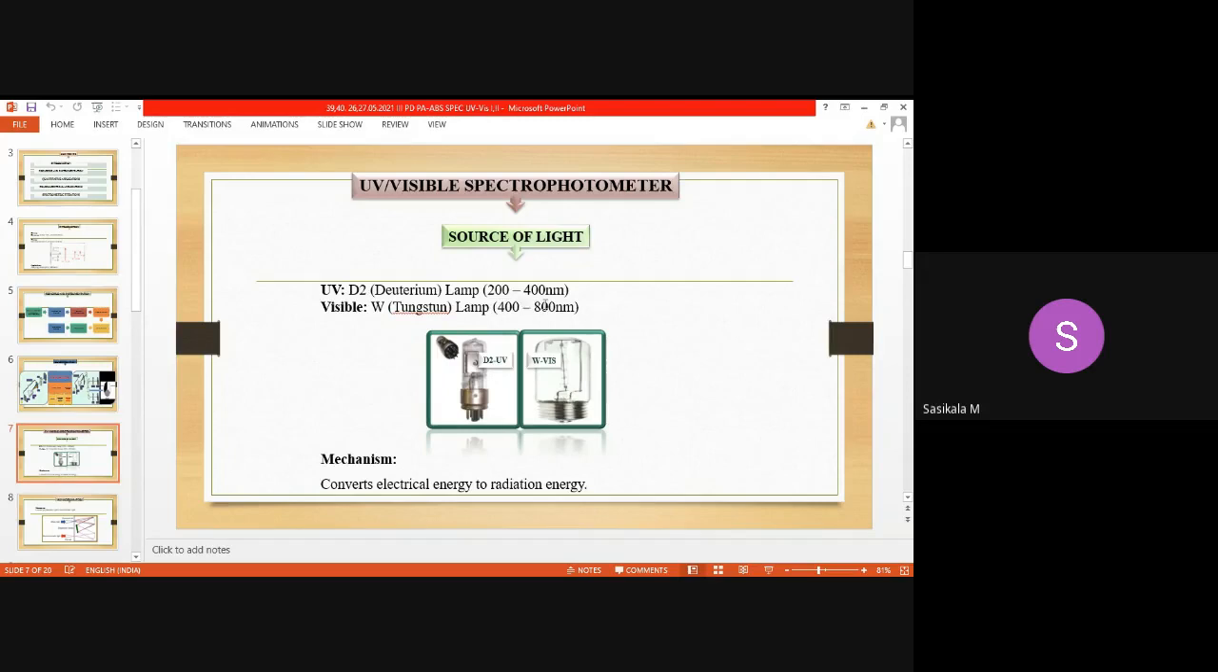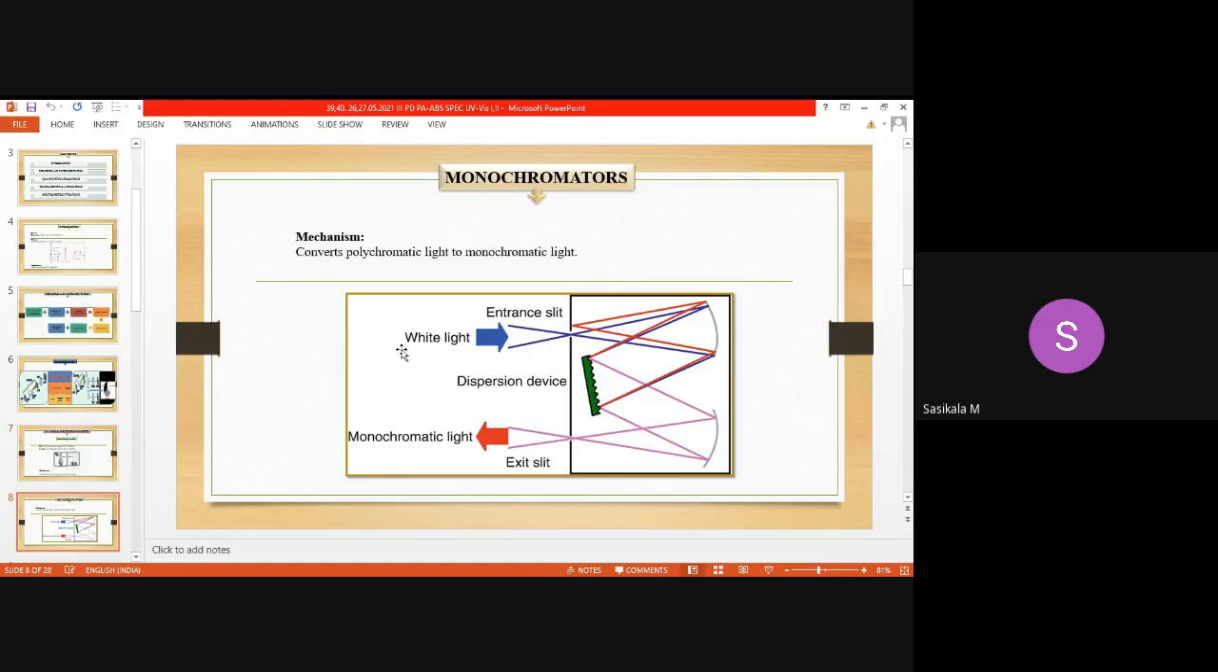And when wavelength is increasing, energy will be decreasing. So at the end of visible radiation, energy will be reduced. At the starting point of UV, the energy will be high. So UV radiation is more energetic when compared with visible radiation. Okay, let's move on to the monochromators.